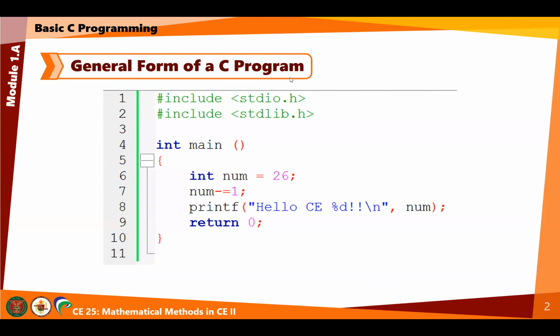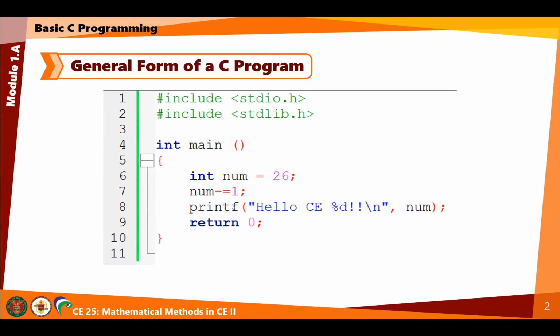So here, in this slide, you can see the general form of the C program. First, you have this #include. We'll discuss more of this later. And then you have a main function. Sa main na yan, you write your code or what you want to execute. In this program, I have a number equal to 26. And then what I do to the number is I subtract 1.